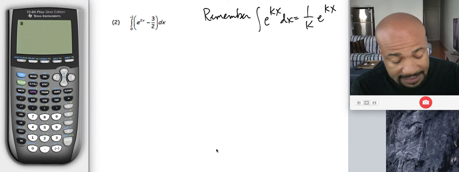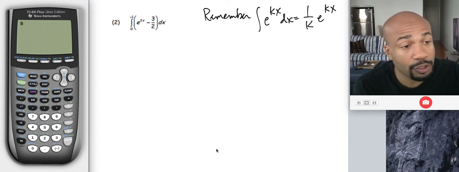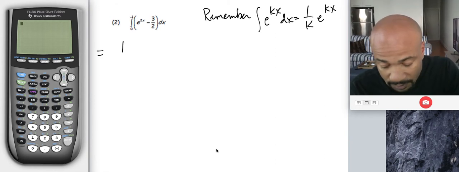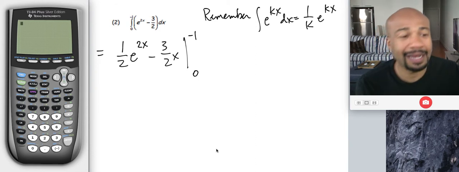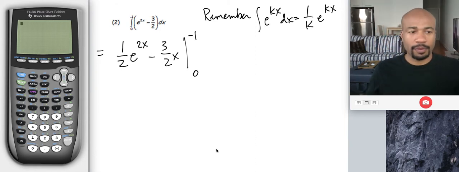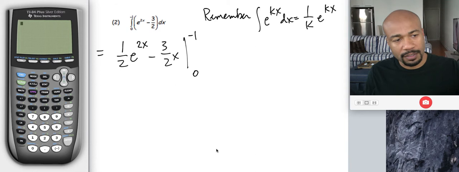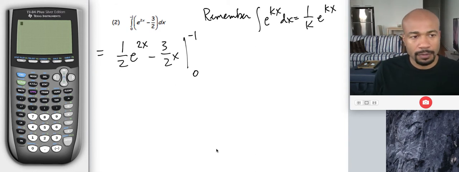All right, so in this instance, k is 2, so my antiderivative is 1/2 e to the 2x minus 3/2 x, and that goes from 0 to -1. Now, yes, there's a property that says your upper bound should be the higher number, but in this instance, you're evaluating it, so it doesn't matter which way you do it. You're still going to get the answer that you need.